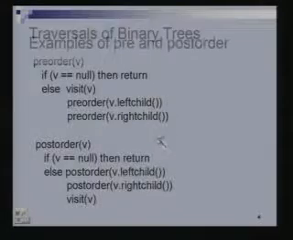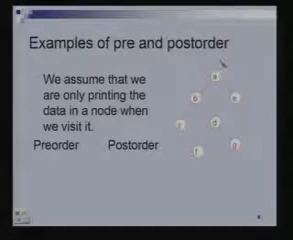Let's see if you have understood this. Let's look at an example. This is my tree. It's a binary tree. I want you to tell me what the pre-order and the post-order traversal of this tree is. What we are doing when we visit a node is just printing out the contents of the node.